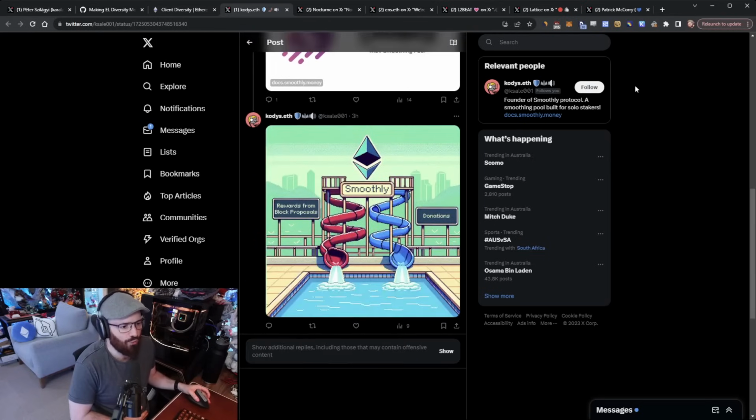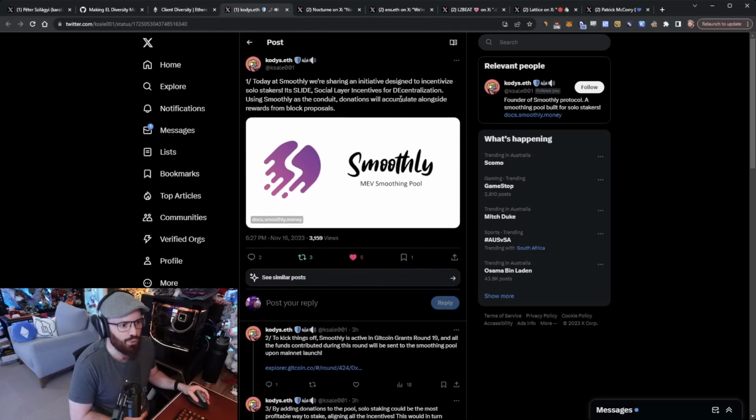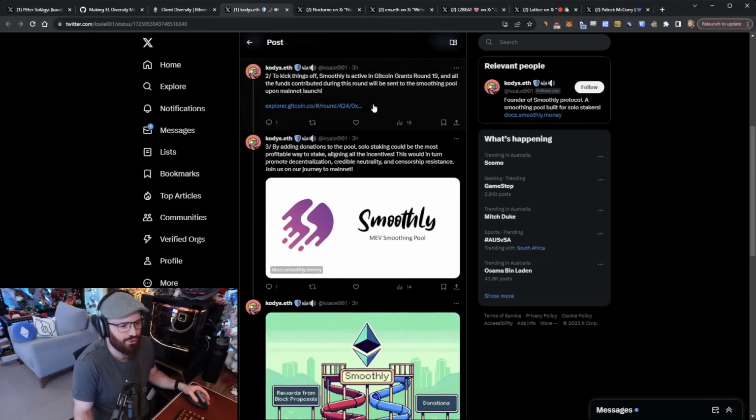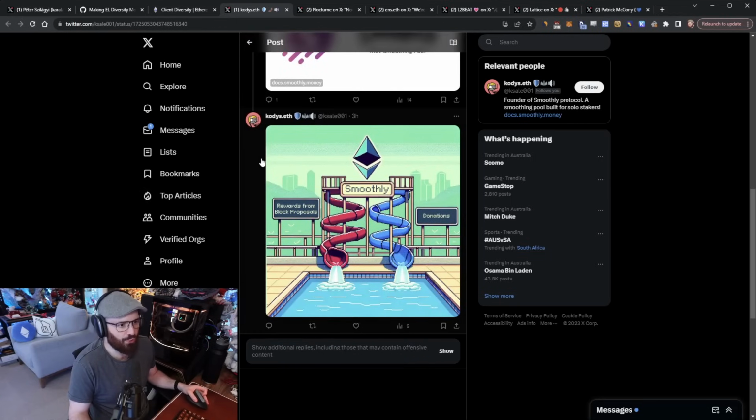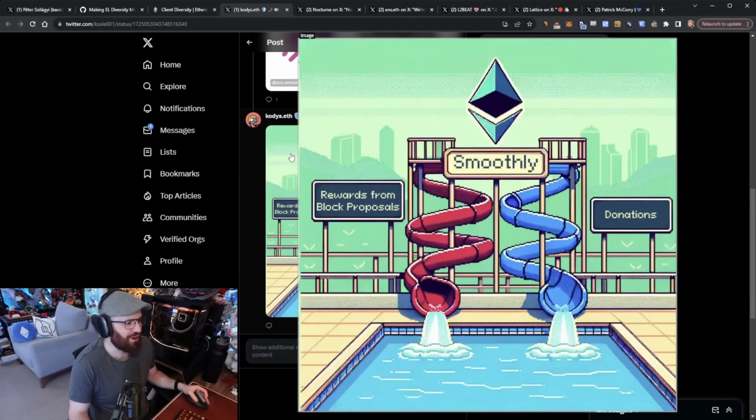So yeah, if you want to read more details about Smoothly and the MEV smoothing pool and Slide and all that, I'll link this in the YouTube description below for you to do so. But this is basically what it looks like. There's a nice little graphic here of what it looks like.